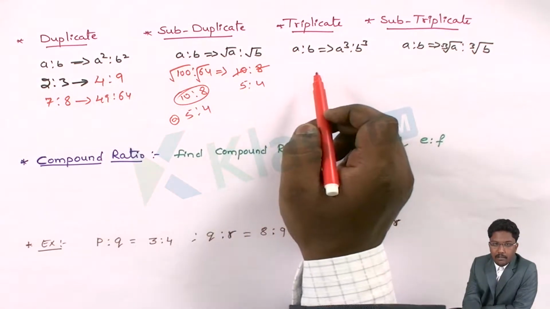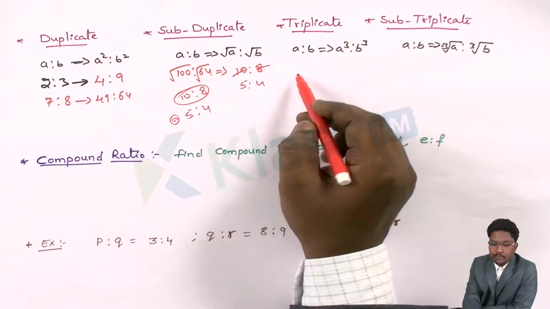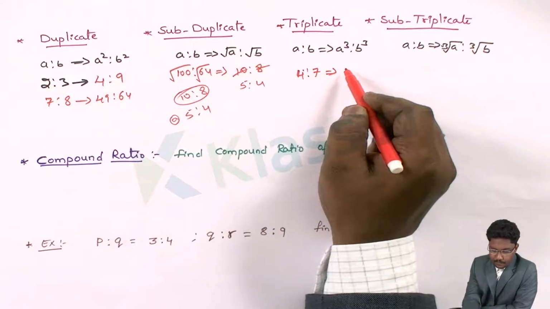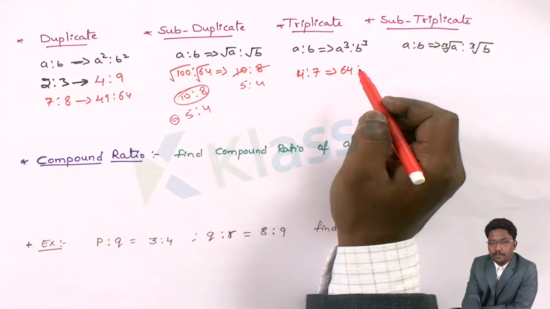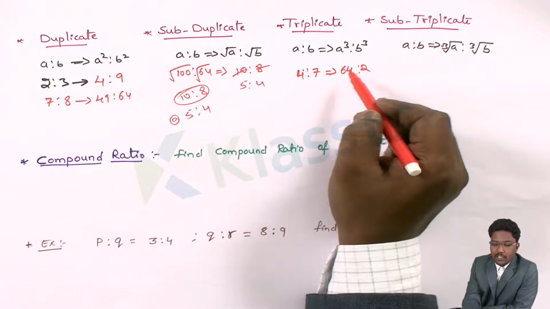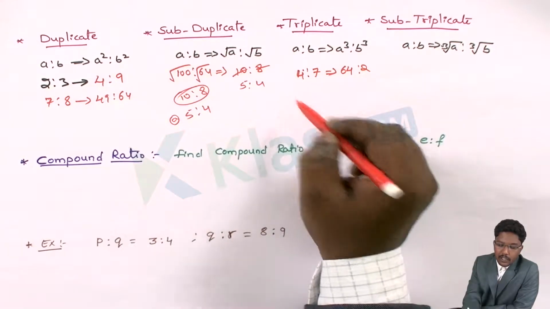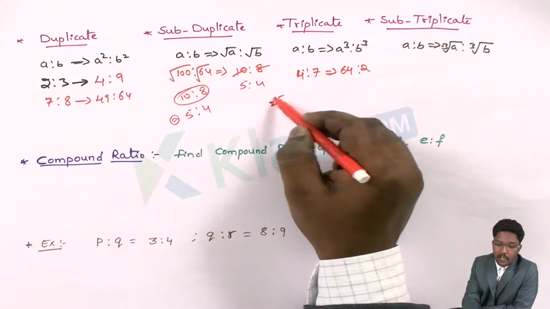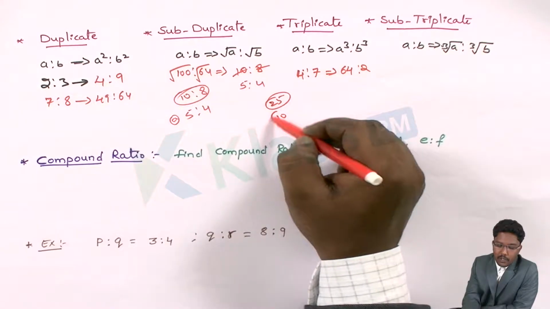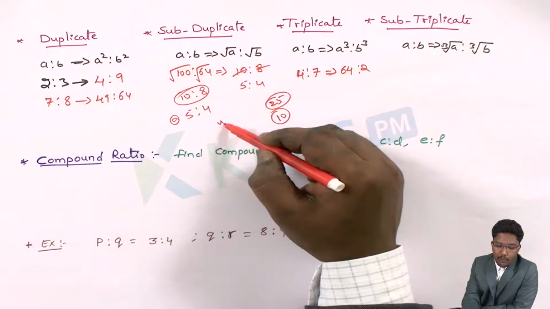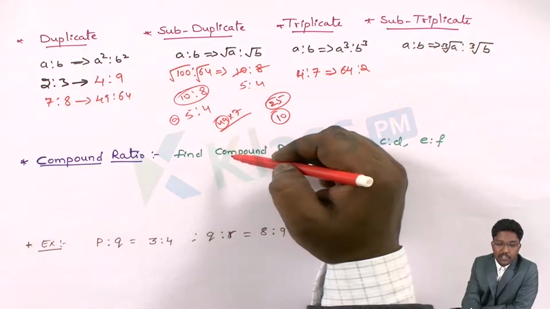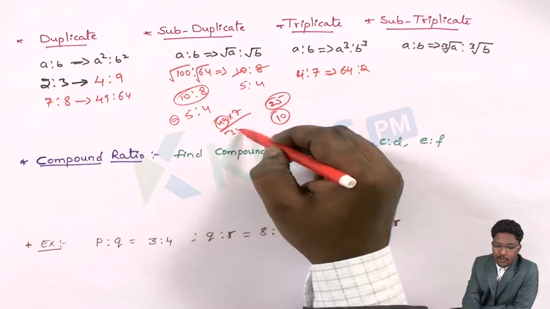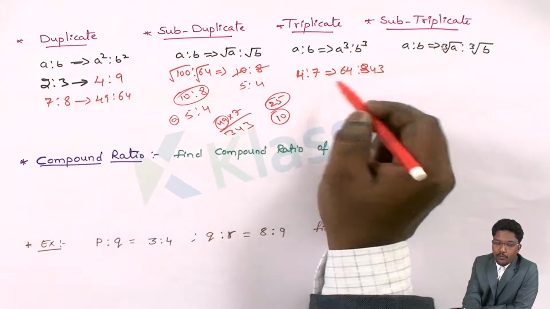What is the triplicate ratio? It is the cube. So for 4 is to 7, what is 4 cube? 64. What is 7 cube? For this you should learn the squares up to 25 and the cubes up to 10. What is 7 cube? 49 into 7, because 7 square is 49. And what is 49 into 7? 343. So it is 64 is to 343.